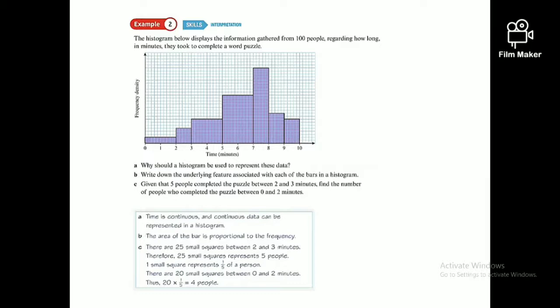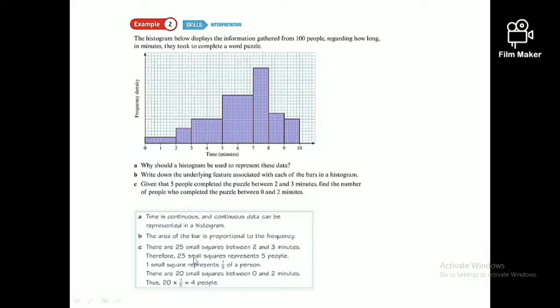Then they ask about how much of the information there is from 0 to 2. Now see how many small boxes there are over here. You can see from here to here there are 10, and here to here there are 2. 10 into 2 is 20. That means there are 20 small boxes over there. Each box is how much? Each box is 1 over 5.